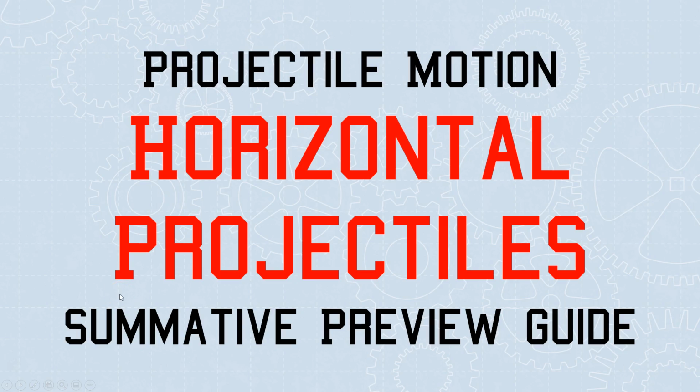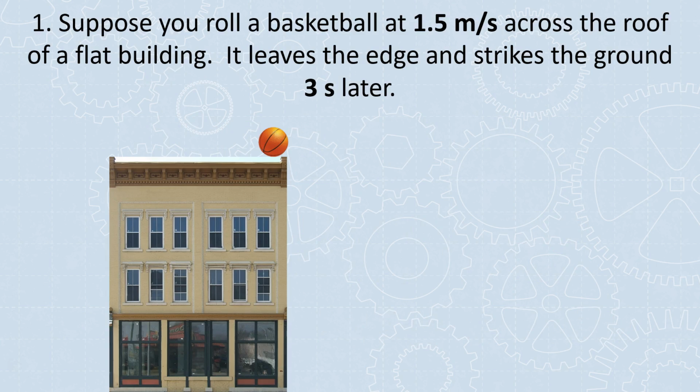Pull out your horizontal projectile summative preview. We're going to guide our way through it. Problem one: suppose you roll a basketball 1.5 meters per second across the roof of a flat building. It leaves the edge and strikes the ground 3 seconds later. We want to find the vertical distance. We want to find the height of the building.